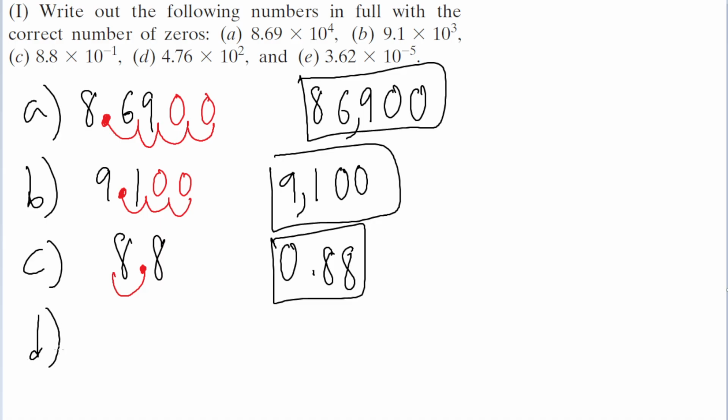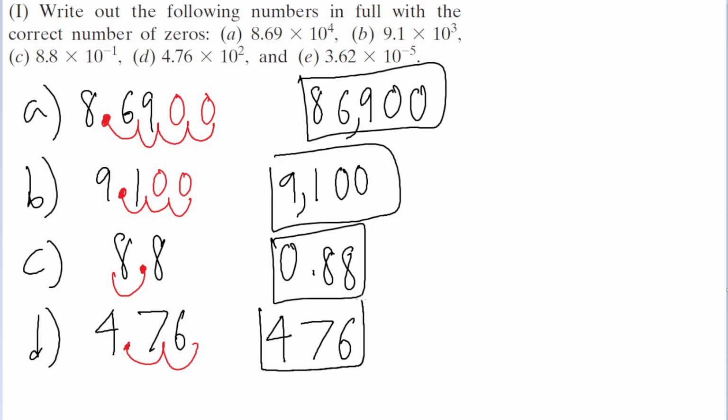Part D, our number is 4.76 times 10 squared. So our exponent is a positive 2, so we're going to take the decimal point and move it 2 spots to the right. So 1, 2. No zeros to add there. We now have a value of just 476.